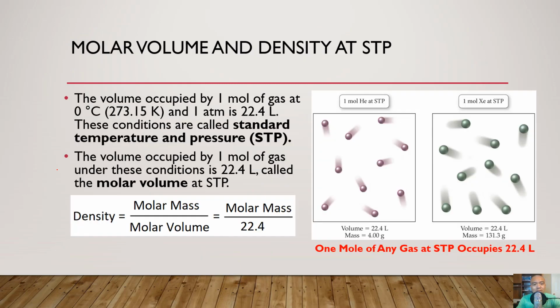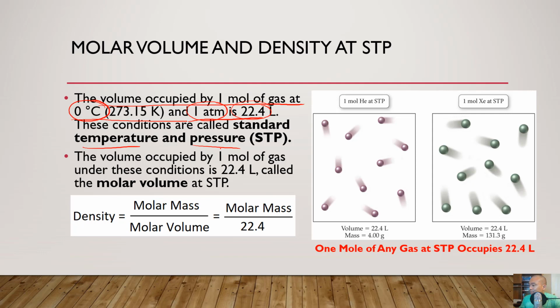Now let's talk about the so-called molar volume. Molar volume is the volume occupied by 1 mole of gas at 0 degrees C and 1 atm. And the volume happens to be 22.4 liter. The conditions of 0 degrees C and 1 atm are called the standard temperature and pressure for ideal gases. Standard temperature is 0 degrees C or 273.15 Kelvin. The standard pressure is 1 atm. For gases in reactions, it is slightly different.